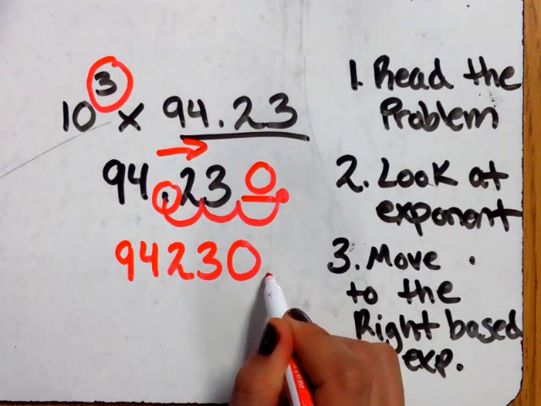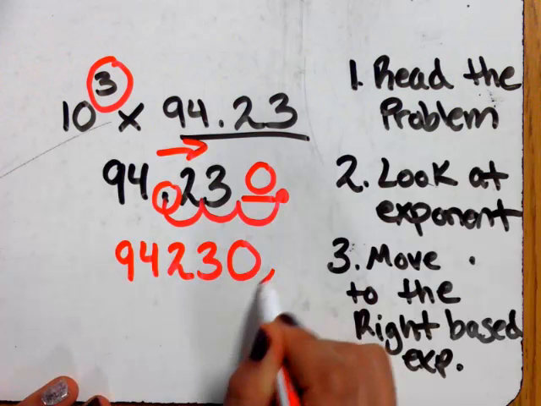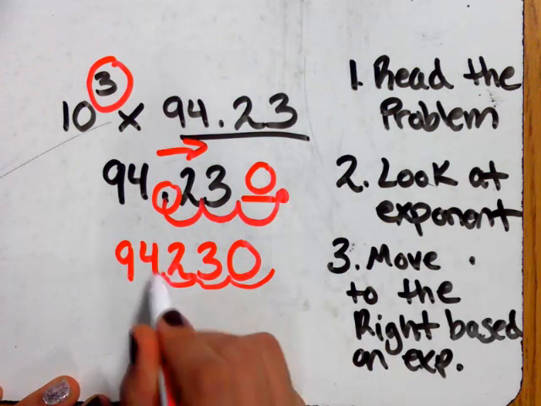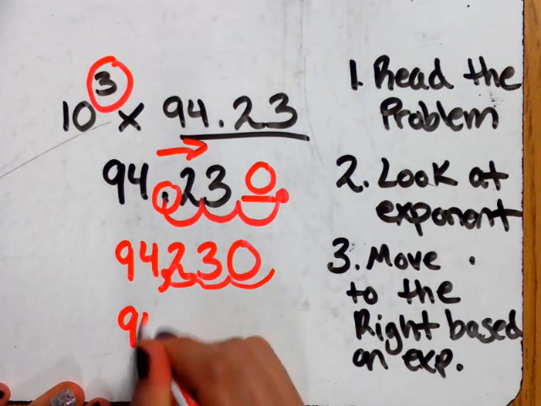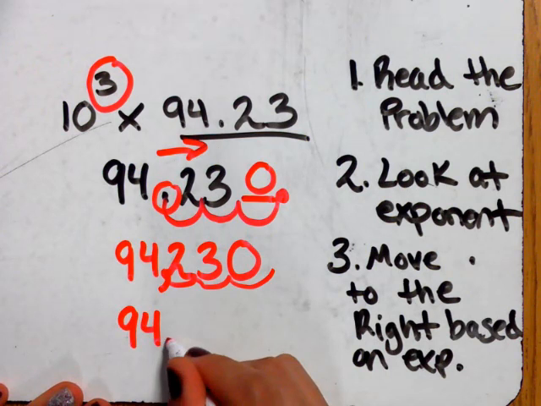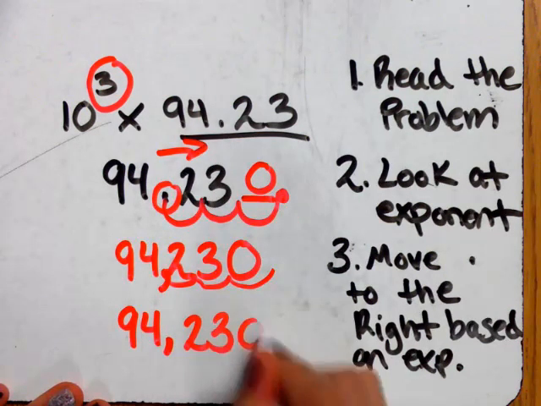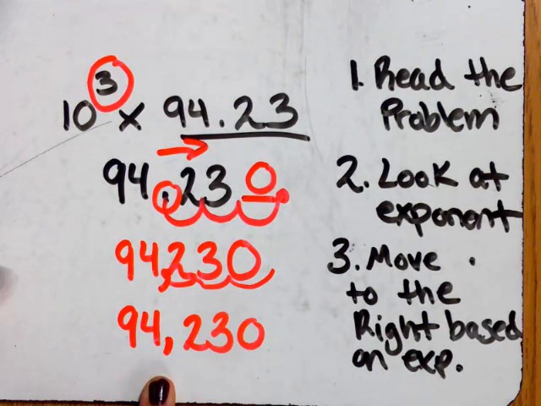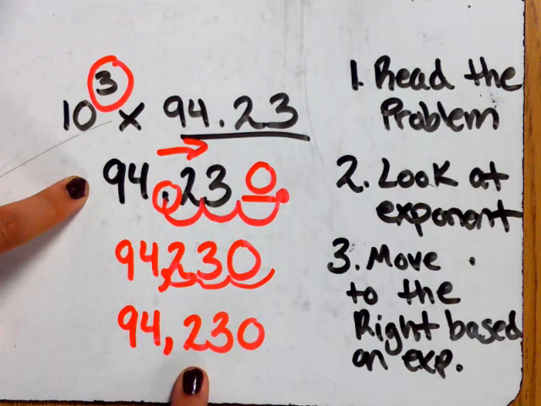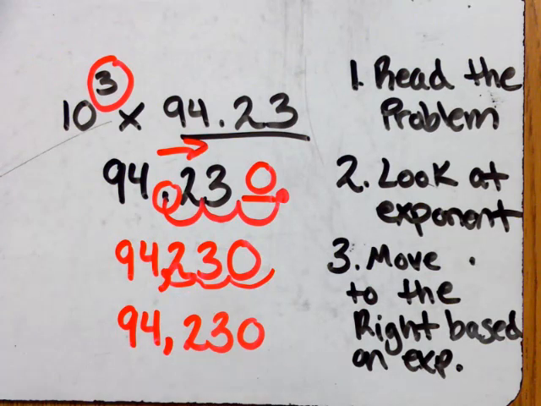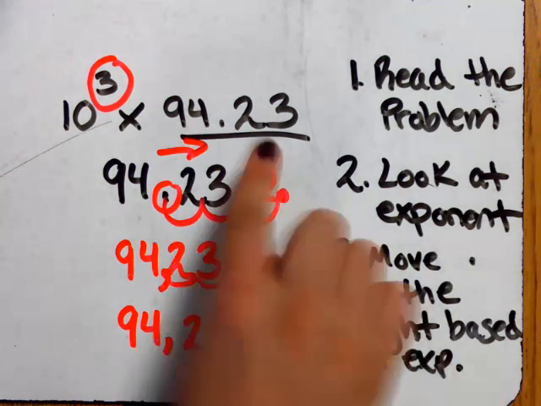Now to add the comma, you need to make sure you count from the right to left by 3 spots. And that's just 1, 2, 3. On the third spot is where you place a comma. And now my value is this. I have 94,230. So we've made this number bigger by 1,000. And how I tell my kids is, would you rather have $94.23 or $94,230? Obviously, we want this. So this is how you would multiply a number by base 10s.